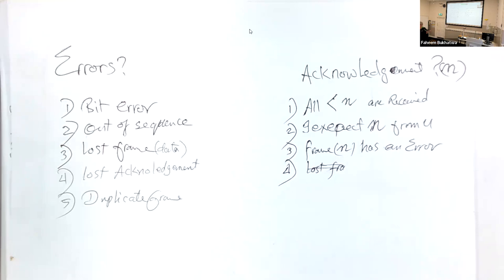How does the system discover the missing frame? The sender or the receiver? How does the sender discover it? It wants to receive an acknowledgement from the receiver. The timer will. So it's the sender who will discover this.